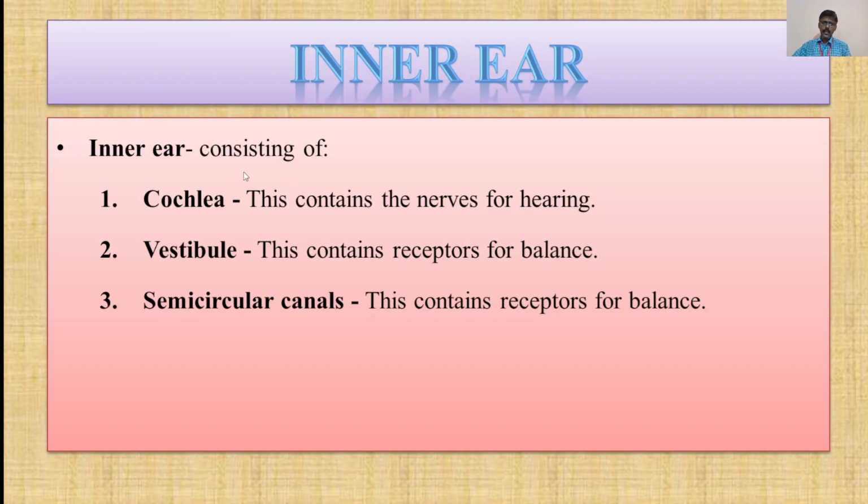Now moving towards the next point is the inner ear, and the inner ear consists of three regions again. The first is the cochlea. This contains the nerves for hearing. Then the second part is the vestibule. This contains receptors for balance. Then the third part is the semicircular canals. This contains receptors for balance. So the three parts: cochlea, vestibule and semicircular canals.